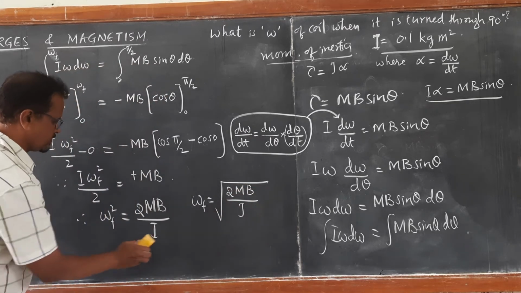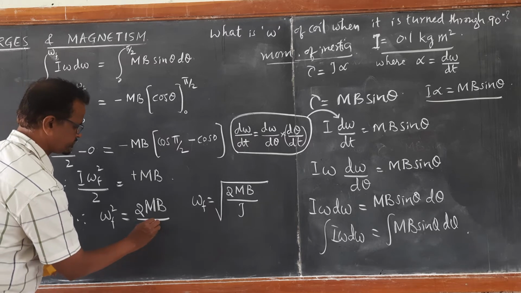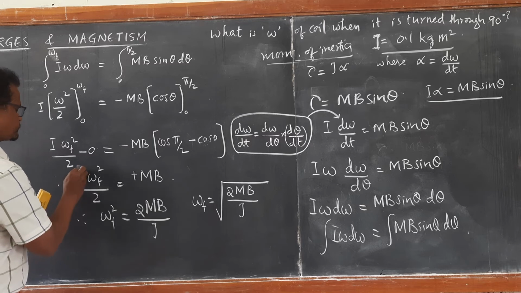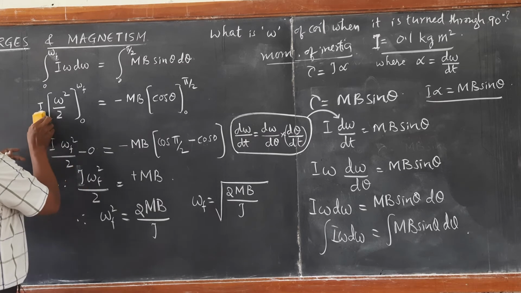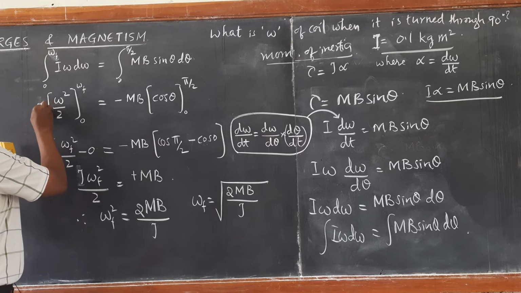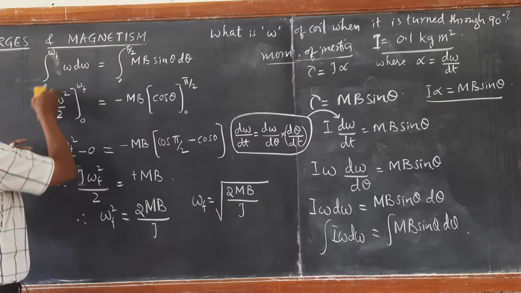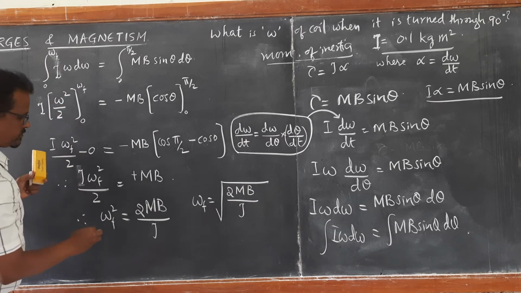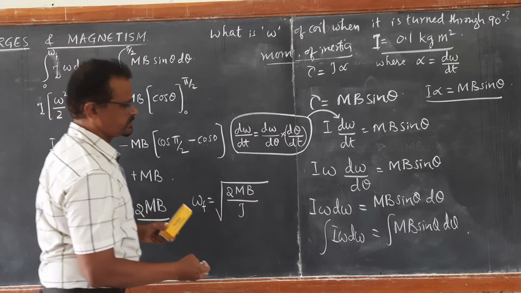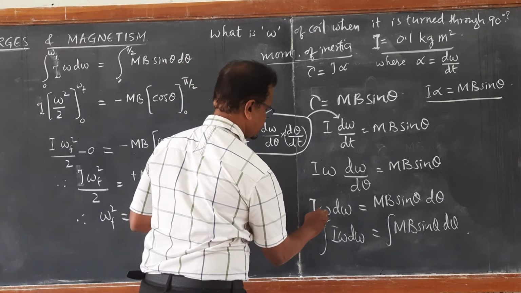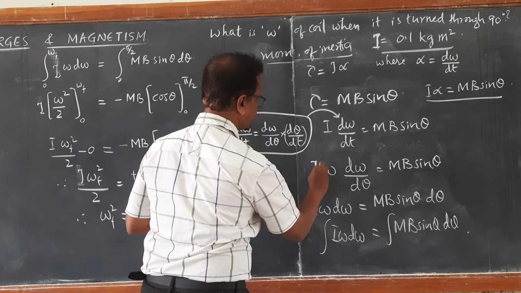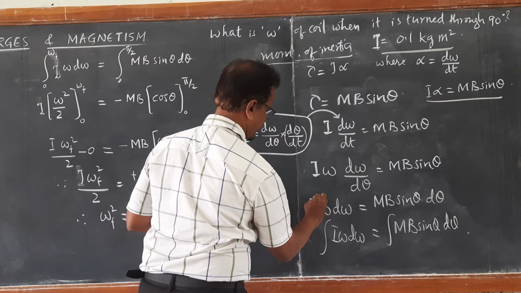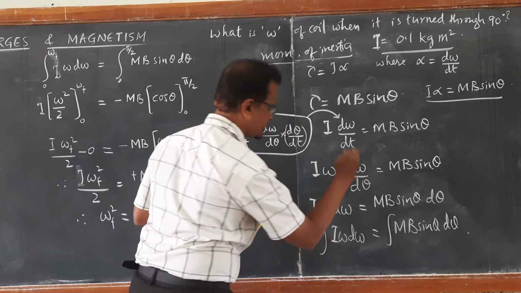This I is not the current, this is the moment of inertia. Everywhere you can write it as a small artistic I, like this, for moment of inertia. So this is all artistic I. It is just to identify that this is moment of inertia, not the current, right? Artistic I. I think you will follow it.